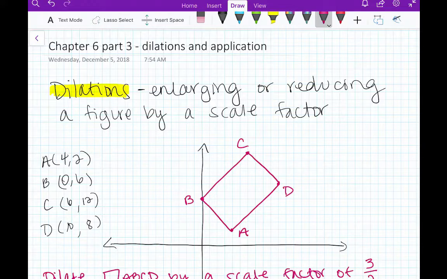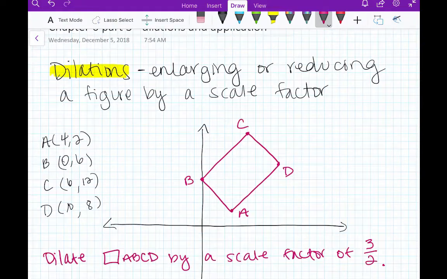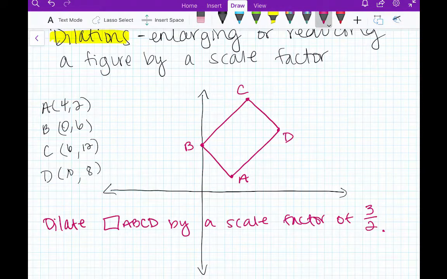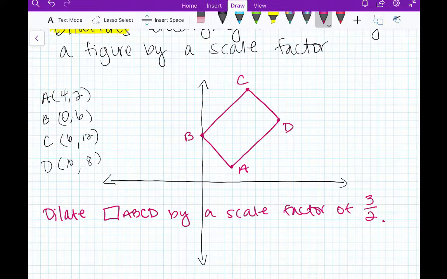All right, this is chapter 6, part 3. We're going to look at dilations and application of similar figures. A dilation is when you enlarge or reduce a figure by a scale factor. I have a rectangle here, rectangle ABCD. You can see the coordinates, so you can plot this in your notes. Get some graph paper and make your notes look like mine. We're going to dilate this rectangle by a scale factor of 3/2. When you look at that scale factor, you notice that it's greater than 1.